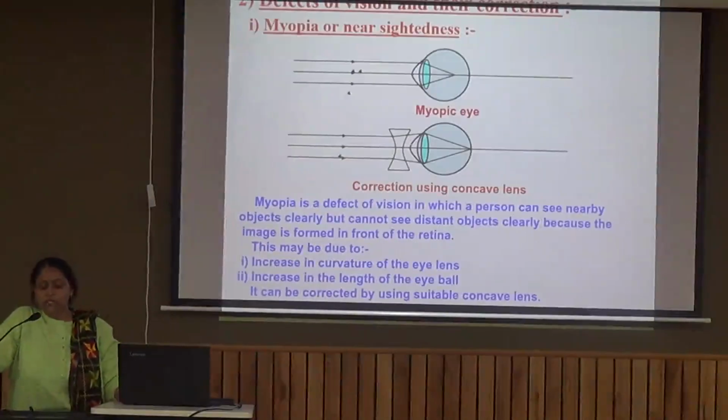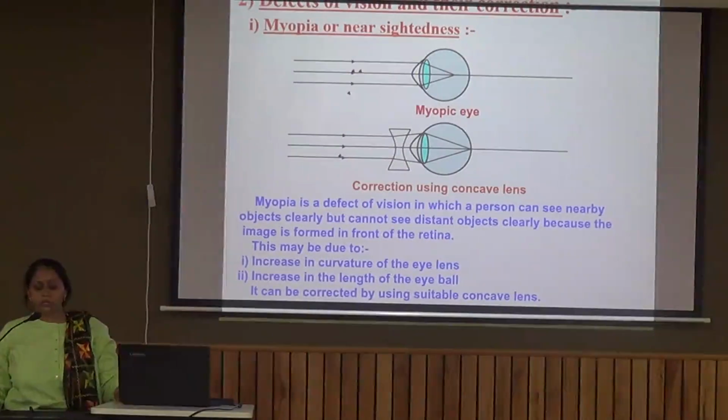Now there are certain defects of vision and their correction that we are going to study. The first defect is myopia or short-sightedness. Myopia is a defect of vision in which the person can see nearby objects clearly but cannot see distant objects clearly, because, as you can see in the figure, the image is formed in front of the retina.